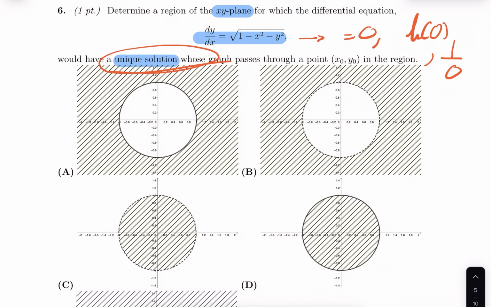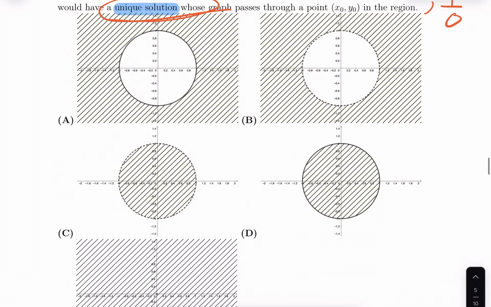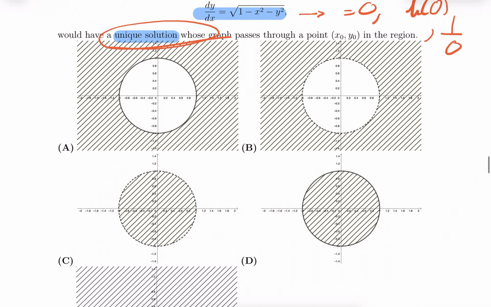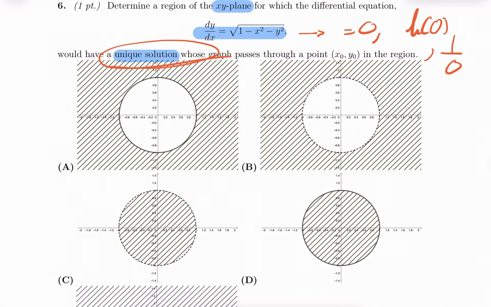So, back to this question. Where does a unique solution exist? Okay. So, they're basically telling us that, and at the bottom here, they say explicitly, dashed lines not included in shaded region. Okay, cool. I'm going to go through everything but the answer first. I'll start from the top.